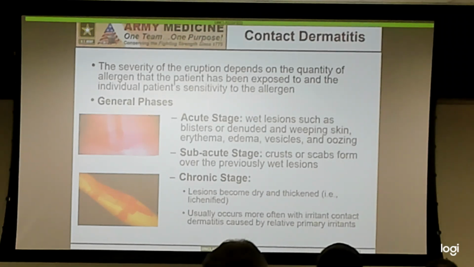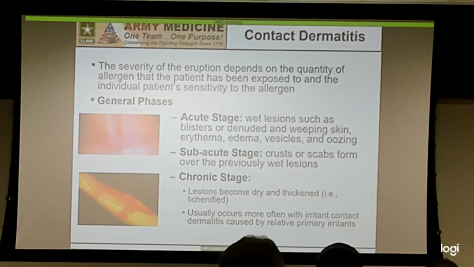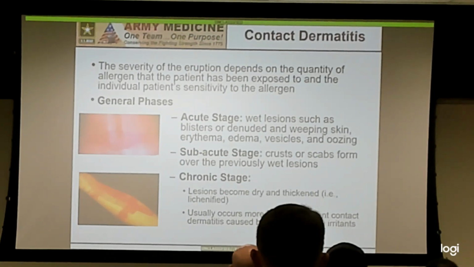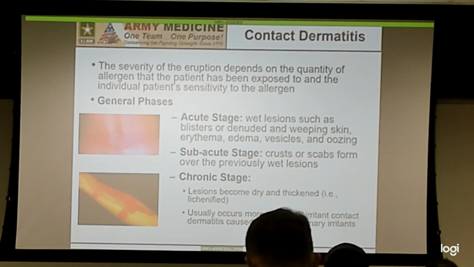So, acute stage, you may see some wet lesions. They don't always have to appear, okay? So this person, they can have some blisters. You can see some weeping skin. It could just be red, like this person on their lower back.